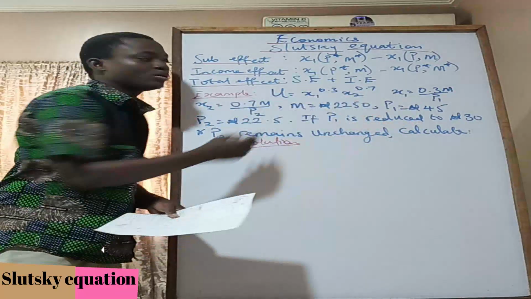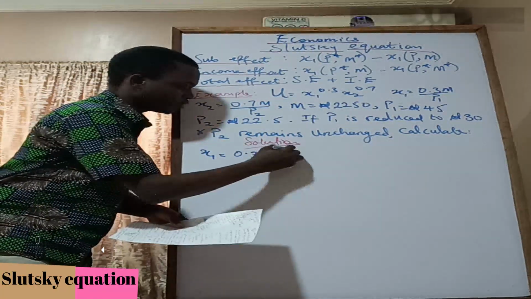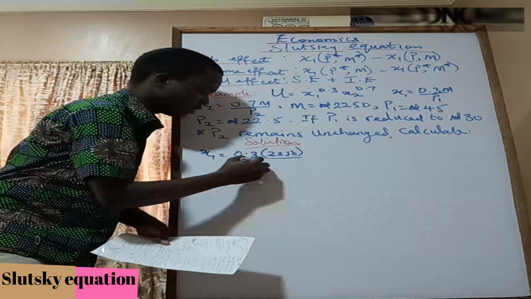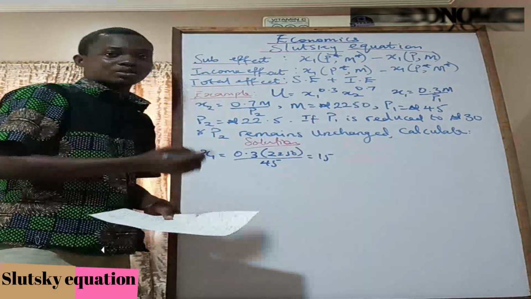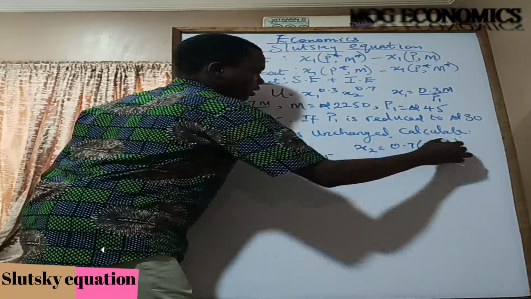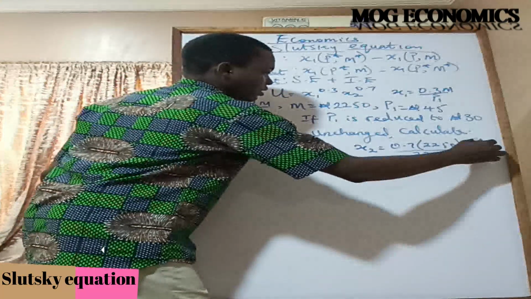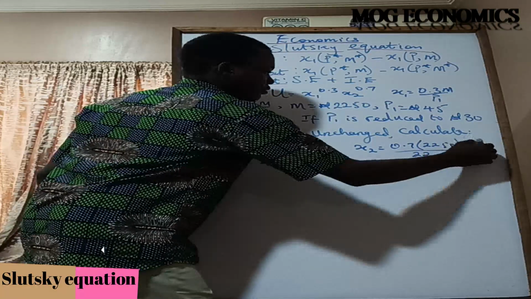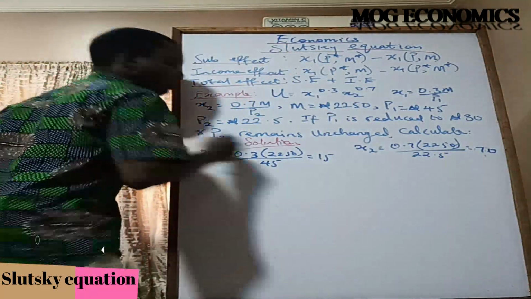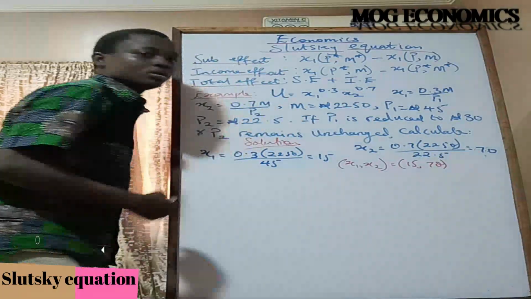X1 equals, look at the function, 0.3m over P1. So 0.3, the initial income was 2250, divided by the initial price of good one, which was 45. When you calculate this out, we get 15. So x1 is 15. Now you do the same thing for x2. X2 equals 0.7 times 2250, divided by the price of good x2, which was 22.5. This is going to give you 70. Please use your calculator, it's easy. So the initial bundle of x1 and x2, x1 comma x2, equals 15 comma 70.